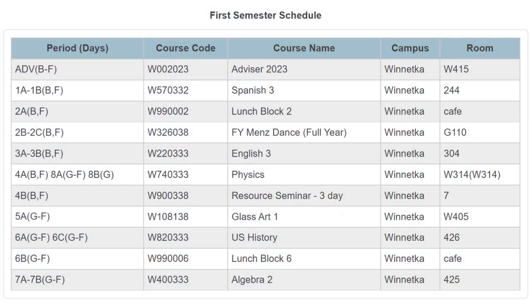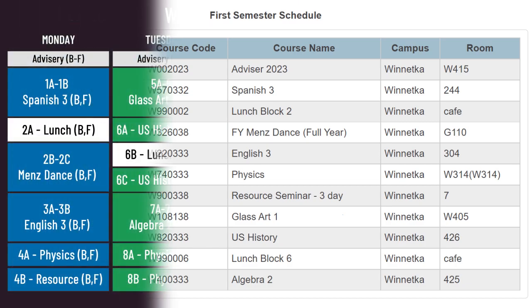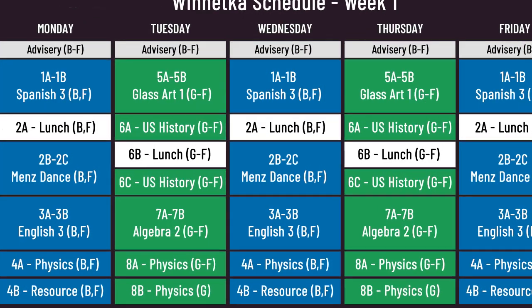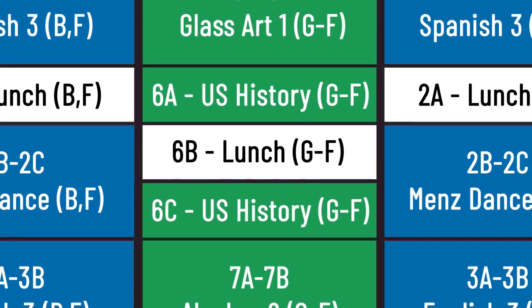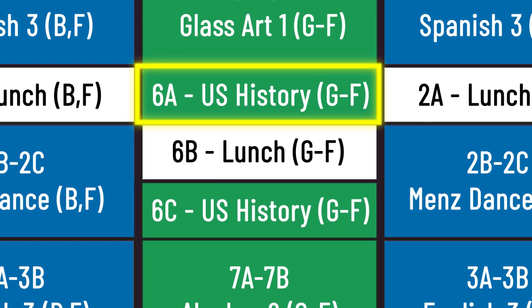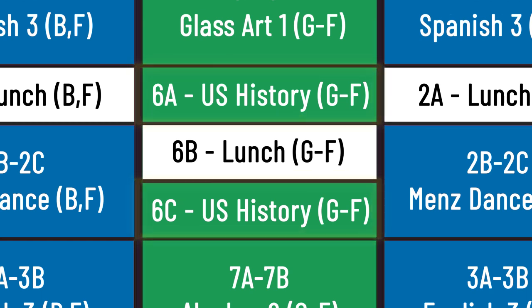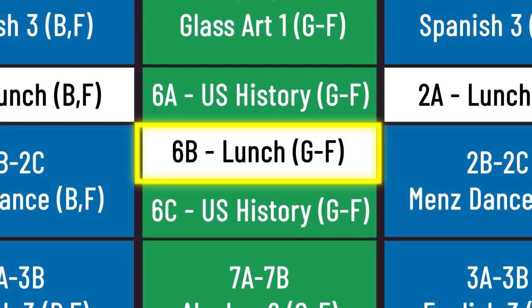Let's take this example schedule and look at it across the whole week. This sample student's lunch is scheduled for 6B, which means that their U.S. history class will meet during 6A and 6C with a break in the middle for them to attend lunch.